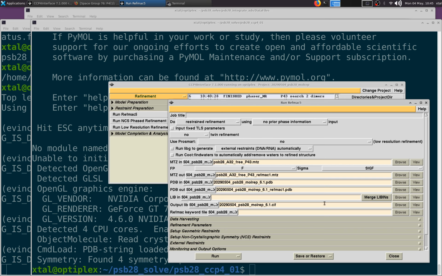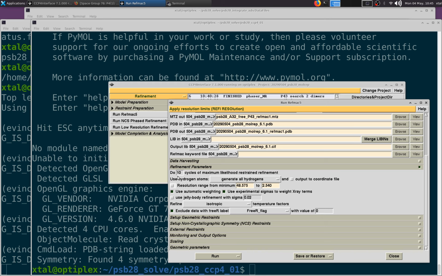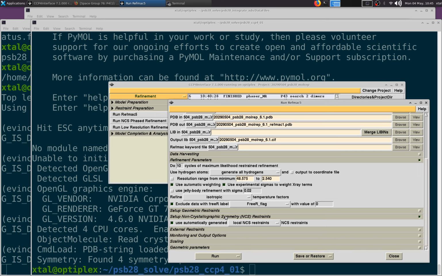We'll call it RefMac1. Refinement parameters. Things won't improve very much, so 10 cycles is probably okay. We won't output hydrogens. We'll use the resolution range in the PDB. These defaults are okay at the moment. We will use NCS restraints, so we have 4 copies which should be similar to each other, so we will restrain them to be similar to each other, which helps our R-free. So this should take a couple of minutes.